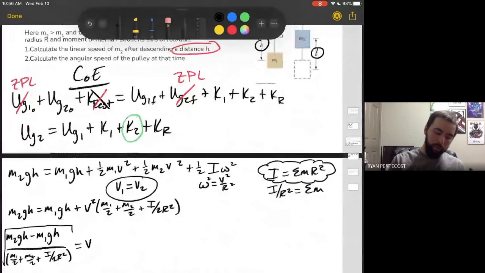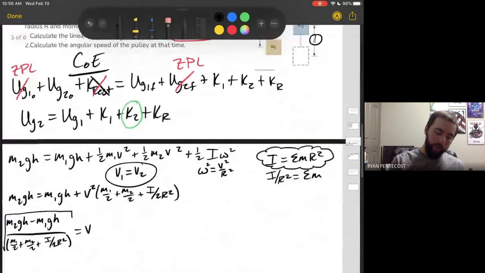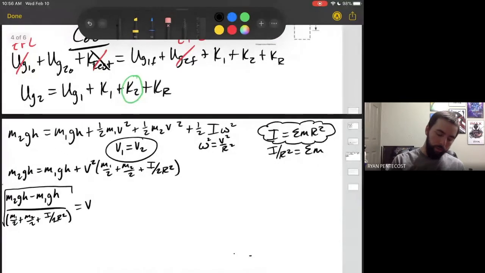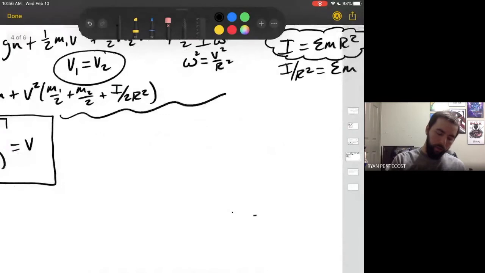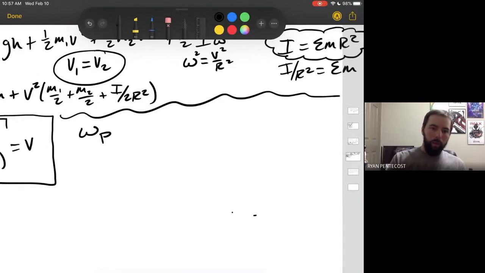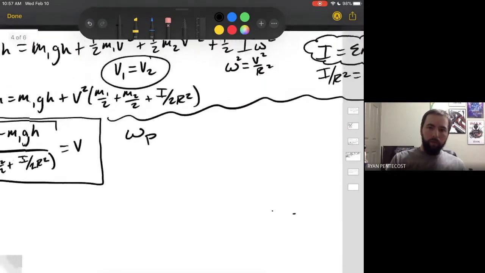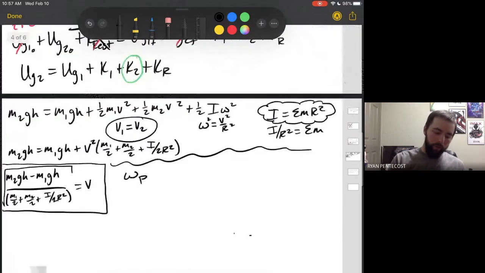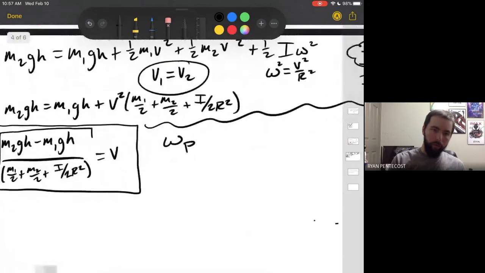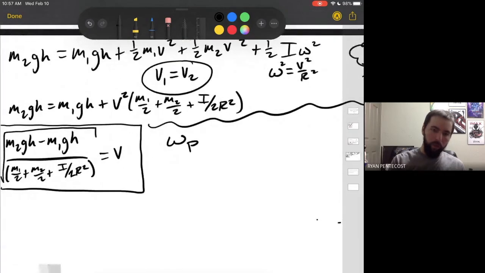Now we also want to calculate the angular speed of the pulley at that time, right? So this is our answer to part 1. How do we find the angular speed of the pulley? So we want omega p, right? If we wanted to do that, we would show that omega is v over r.